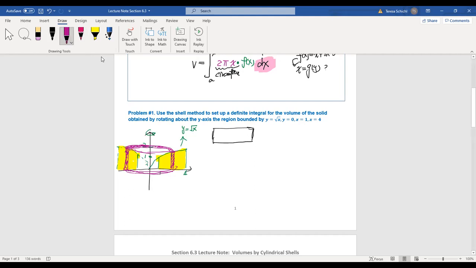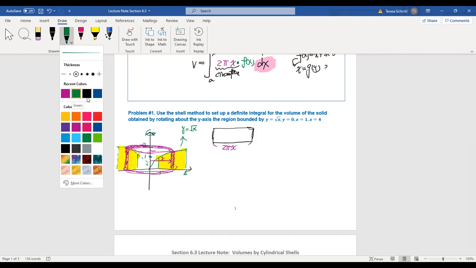The length of this rectangle will be 2 pi r, the circumference, correct? Here, this is the radius, so whatever the x is here. This is the x value of my radius. I know the circumference is 2 pi r, so it's 2 pi x, right?